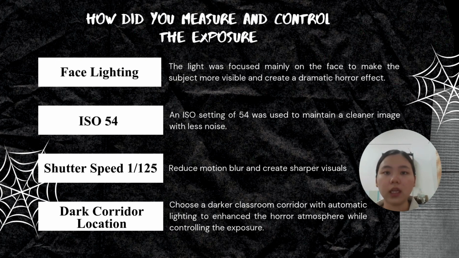The second is ISO 54. An ISO setting of 54 was used to maintain a cleaner image with less noise. This helped preserve the dark cinematic atmosphere without making the video look grainy. The third is shutter speed 1/125. A shutter speed of 1/125 was used to reduce motion blur and create sharper visuals. This made the movement look more intense and suitable for the horror theme.